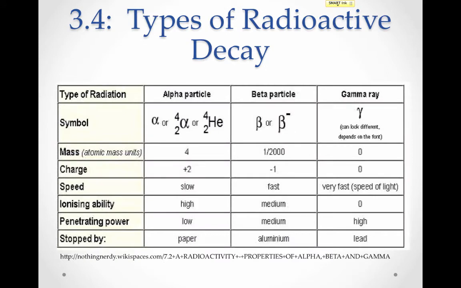So what do you need to know about these three types of radioactive decay? First, the symbol. Alpha decay, beta decay, and gamma decay can each be represented by the Greek letter alpha, beta, or gamma. We can also represent alpha decay as 4,2 alpha or 4,2 helium, 4 being the mass number and 2 being the atomic number. Notice that alpha particles have a mass of 4, whereas beta particles have essentially no mass, a negligible mass, and gamma rays have actually no mass. Gamma rays are actually not particles at all, they're really just energy.